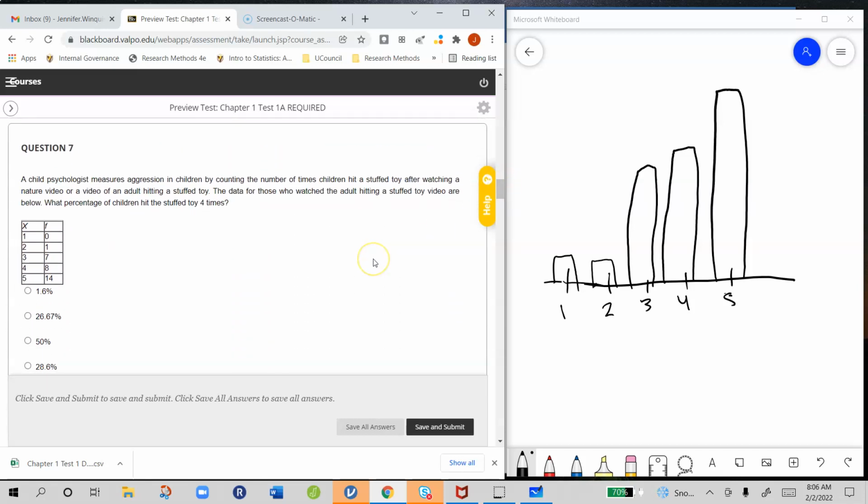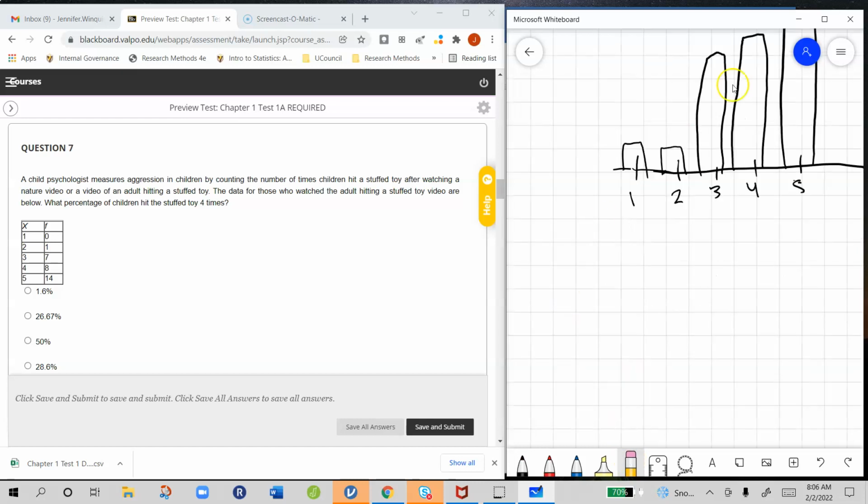For question 7, we want to know what percentage of children hit the stuffed toy 4 times. This one you need to do a little bit of work to get.